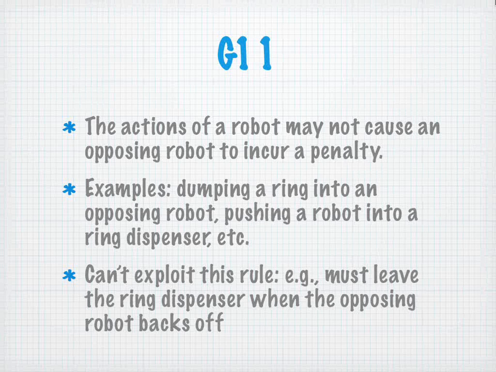The flip side of this rule is you can't exploit this rule. For instance, if a blue robot were to push a red robot into the blue ring dispenser, as soon as the blue robot backs away, the red robot has to get out of there. It can't remain in contact with the illegal object. So you can't stay in an otherwise illegal position or condition just because somebody forced you there initially. As soon as they get out of your way, you have to clear that condition.